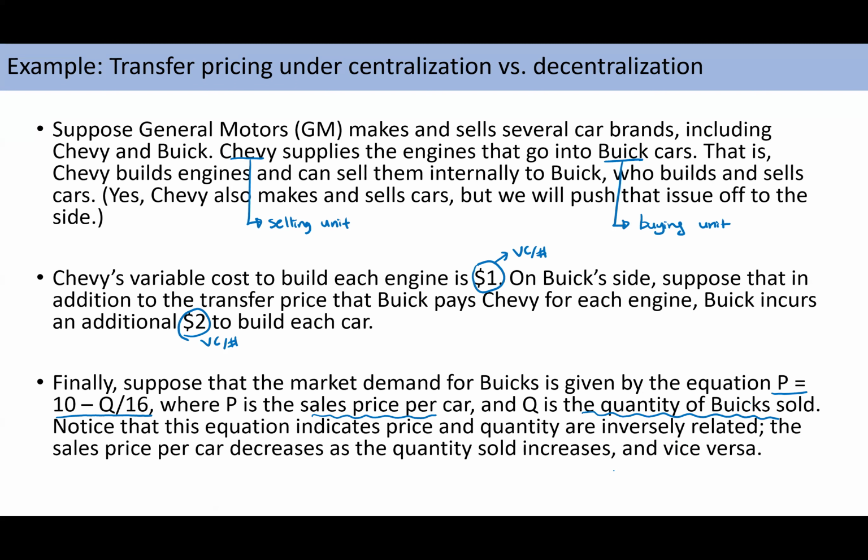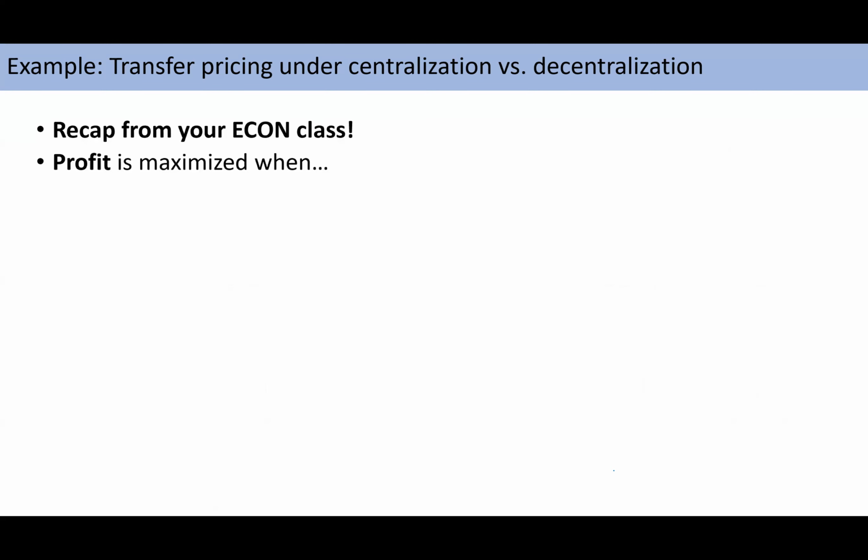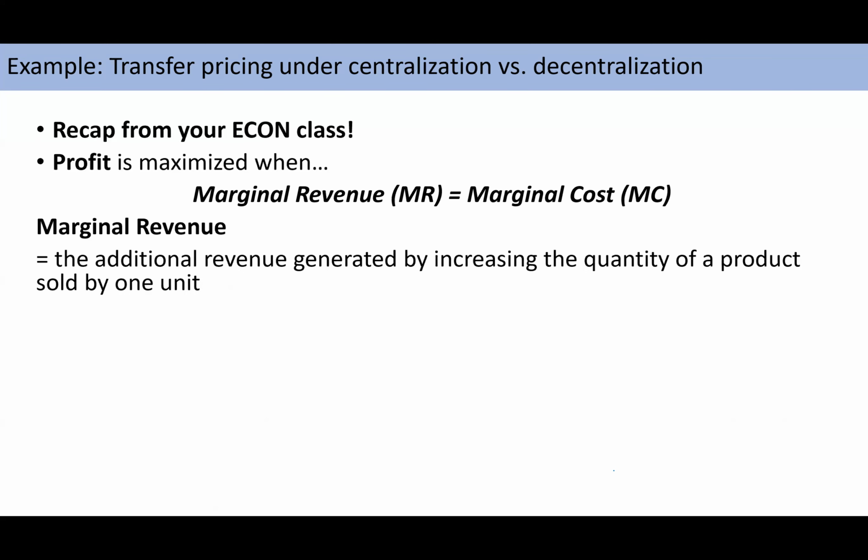So to tackle this issue, we first have to recap some of the things that we learned in our econ and calculus classes, starting with our econ class. So you may remember that profits are maximized when marginal revenue equals marginal cost. What's marginal revenue? Well, marginal revenue is the additional revenue generated by increasing the quantity of a product sold by 1 unit. So every time you sell 1 unit, what's my additional revenue that I earn?